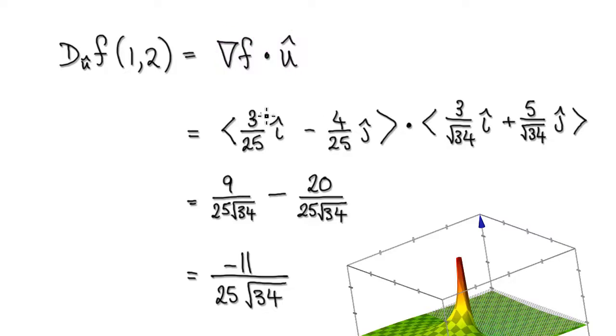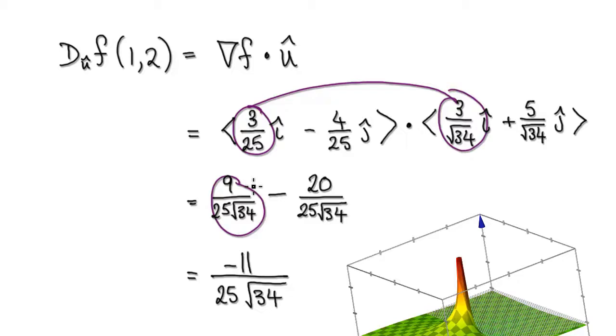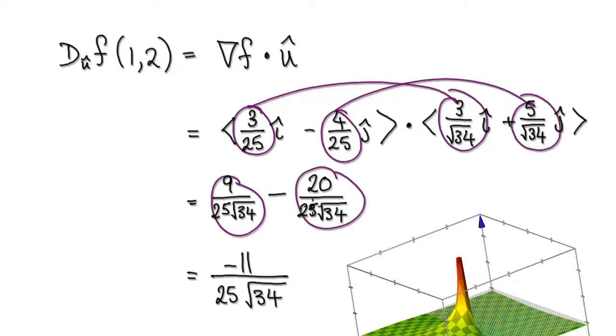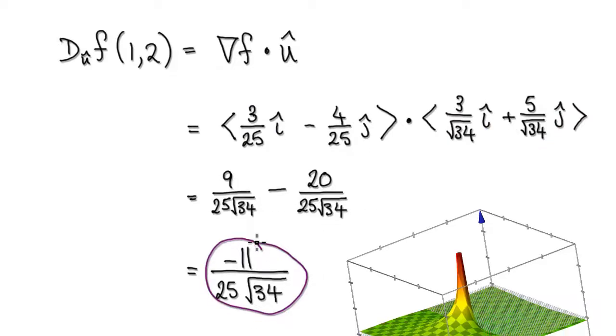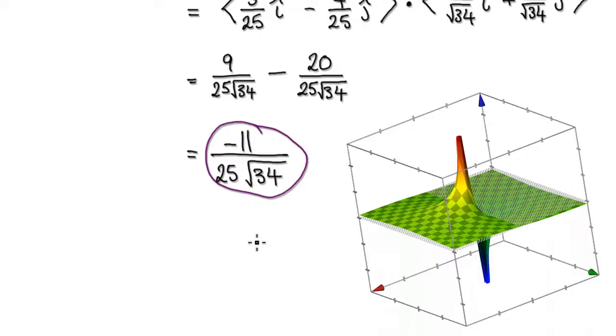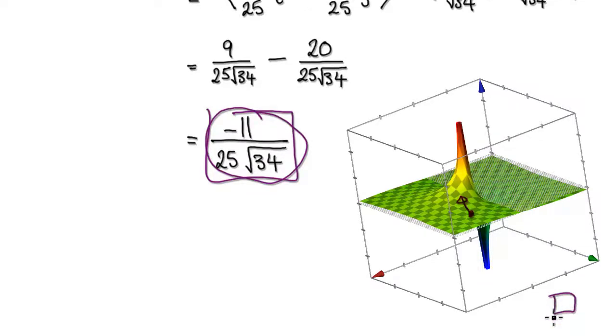So the dot product will be this times this, plus this times this. Merging the two together, that will give us this thing here. So the steepness at that point in that direction is this thing here. So that's done. We're done with that example.